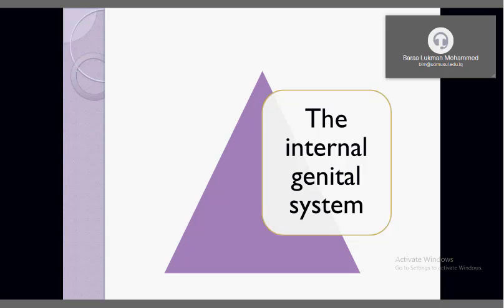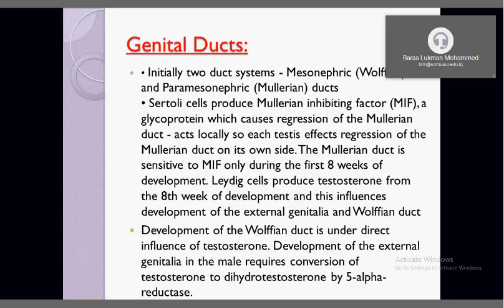The internal genital system in the indifferent stage is constituted of two pairs of duct systems, both in male and female, which are the genital ducts. These two ducts are the paramesonephric duct or Mullerian duct, and lateral to it is the mesonephric or Wolffian duct. Both male and female in the indifferent stage comprise two duct systems, the mesonephric or Wolffian and the paramesonephric duct.